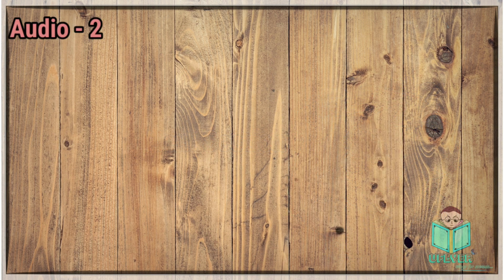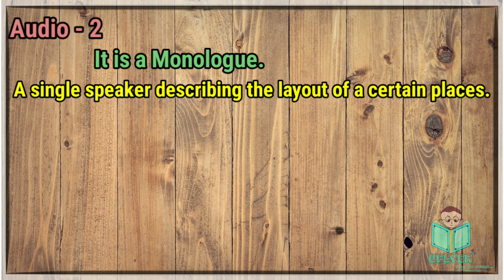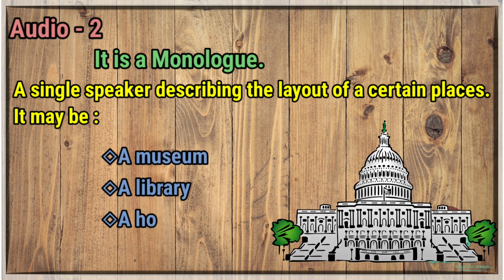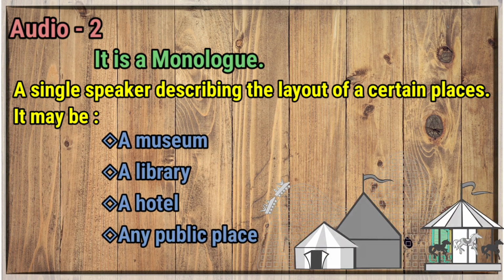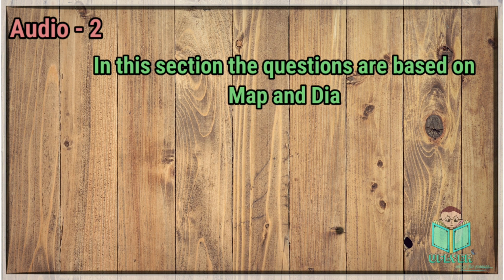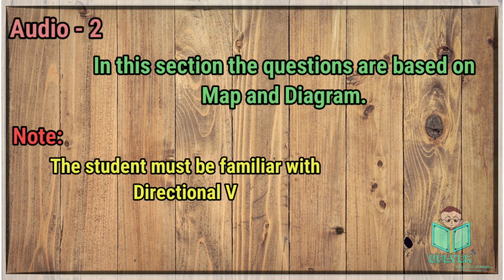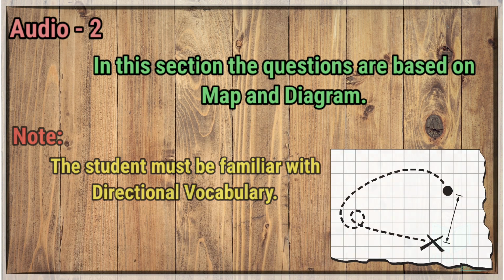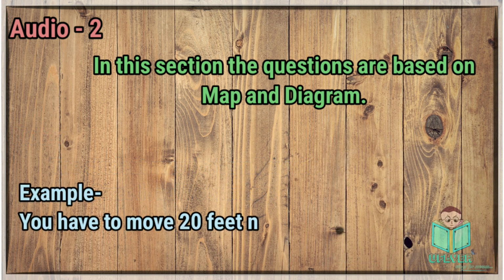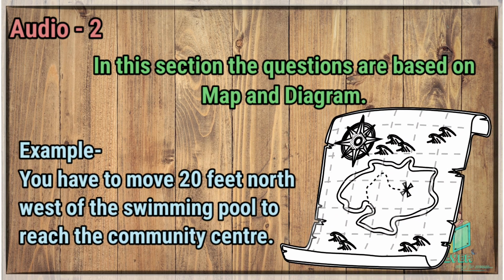Audio 2. Here, a single speaker describes the layout of a certain place, maybe a museum, library, hotel, or any public place. The questions here are based on map and diagram. Hence, the student must be familiar with directional vocabulary. For instance, you have to move 20 feet northwest of the swimming pool to reach the community center. Coming to the next section, Audio 3.